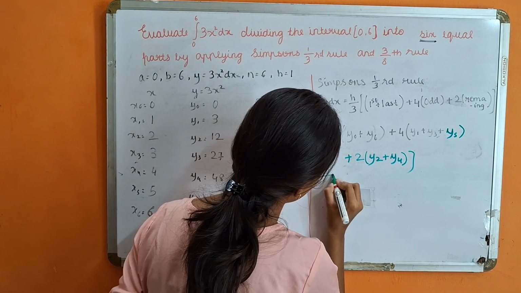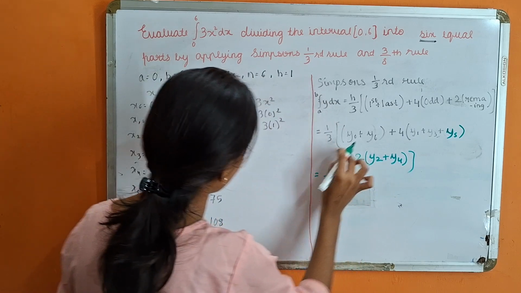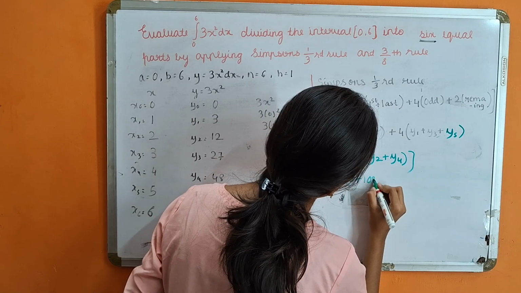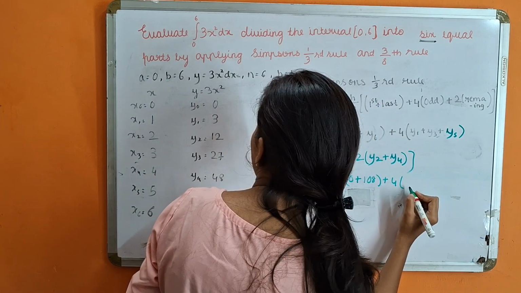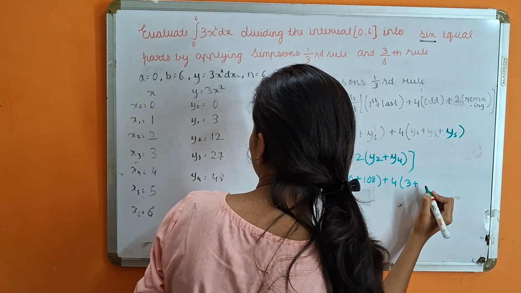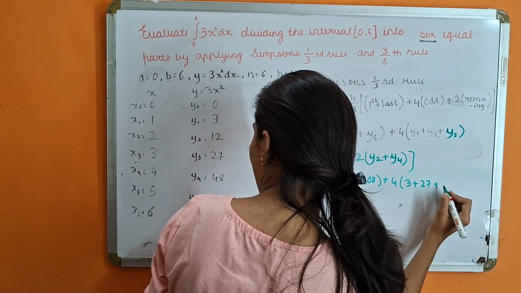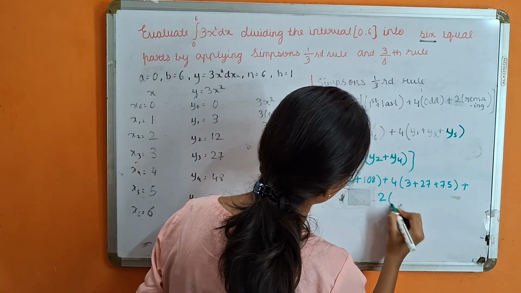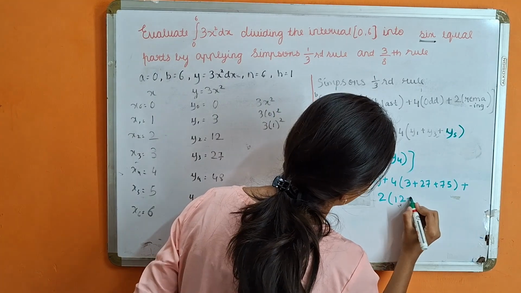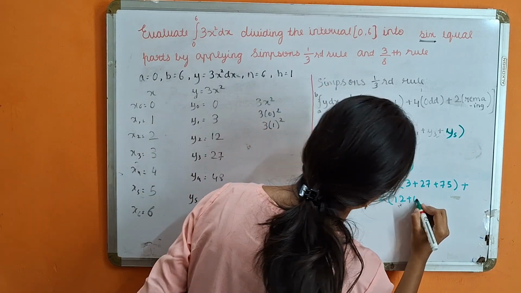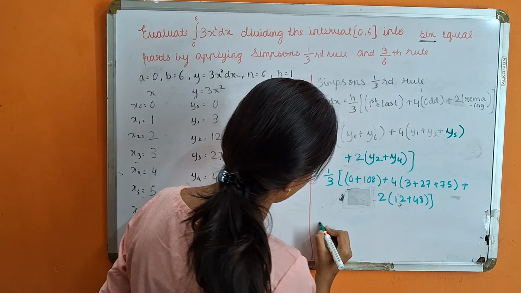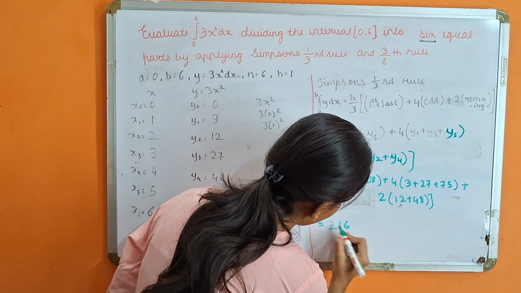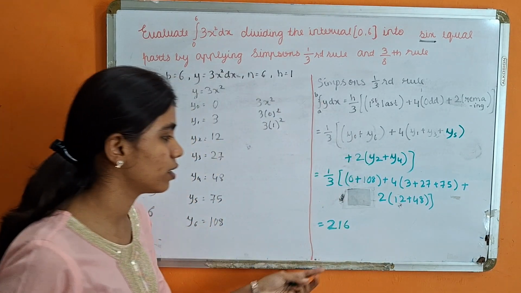Now next step is very easy. You have to just substitute the value. y0 is 0 plus y6 is 108 plus 4 times of y1 is 3 plus y3 is 27 plus y5 is 75 plus 2 times of y2 is 12 plus y4 is 48. So now if you put this into your calculator, you get the value as 216. See, it is so easy.